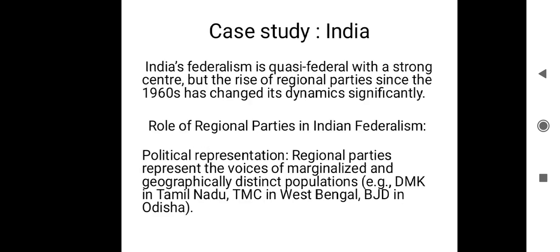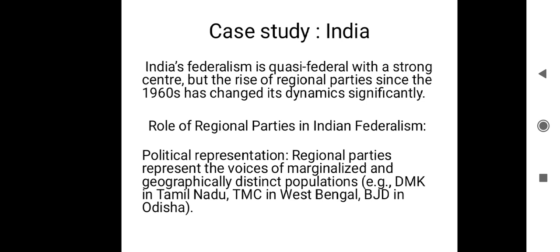Next, I will come to the case study. First, we will discuss the case study of India. India's federalism is quasi-federal with a strong center, but the rise of regional parties since the 1960s has changed its dynamic significantly. Role of regional parties in Indian federalism.